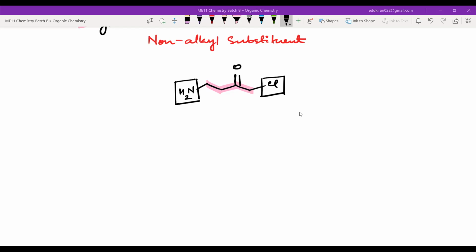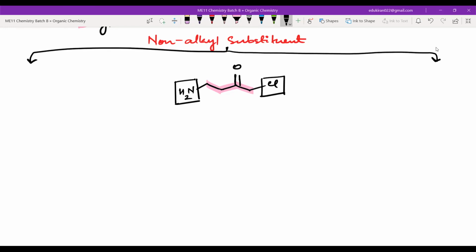No. But again, see, this is a function... this is a substituent now. This is not a functional group now. But this is present in the list of functional groups. So now what I'm dividing is, I'm dividing the non-alkyl substituent into 2 parts. One part, and this is another part. Now, one of them will be from the list of functional groups. Now those non-alkyl substituents which are from the list of functional groups, and there are others.